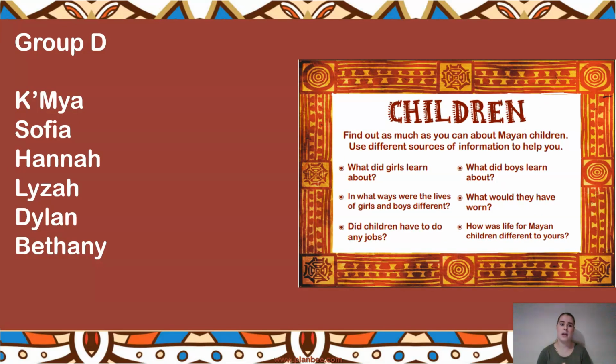Group D, so Kamaya, Sophia, Hannah, Liza, Dylan and Bethany, you're going to be looking at what Mayan children got up to, okay? So this is where you might want to think about school. So what did girls learn and what did boys learn, okay? Did they go to school, for that matter? Were they taught from home? Who taught them? What subjects might they have been taught? And think about how their life might have been different based on whether they were a boy or a girl.